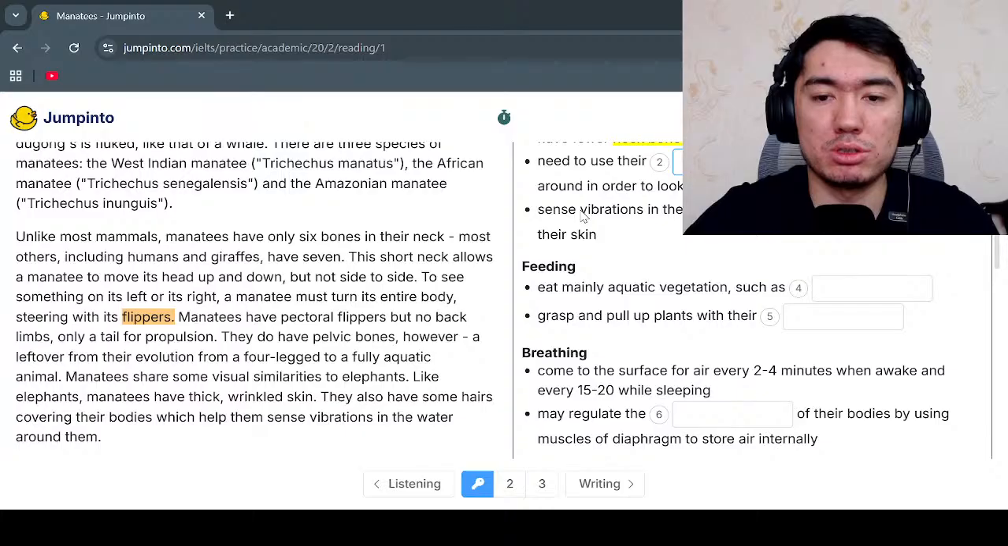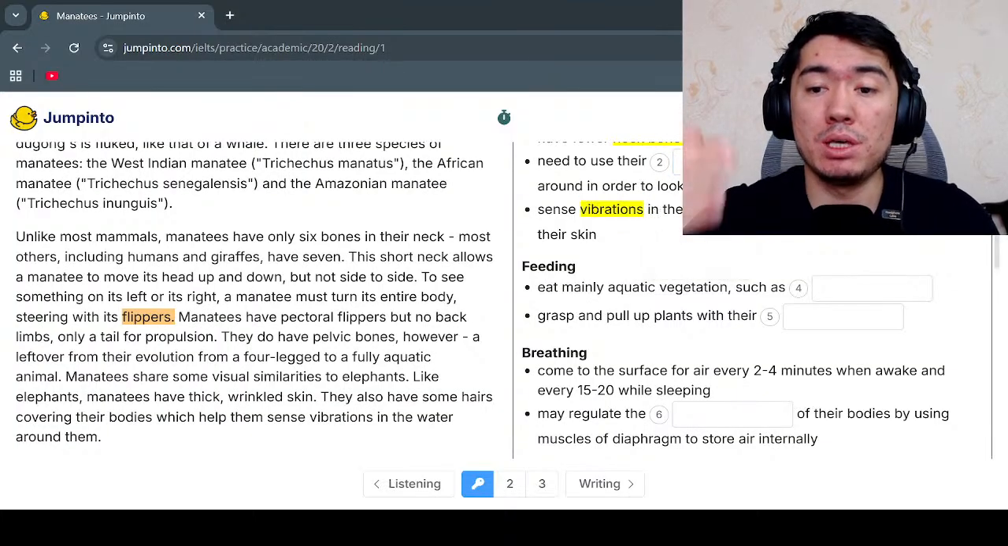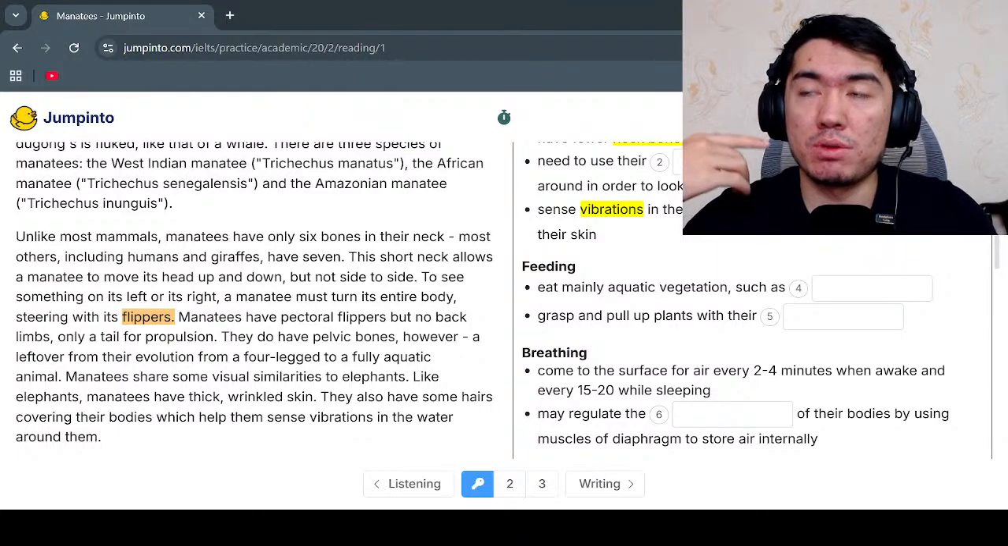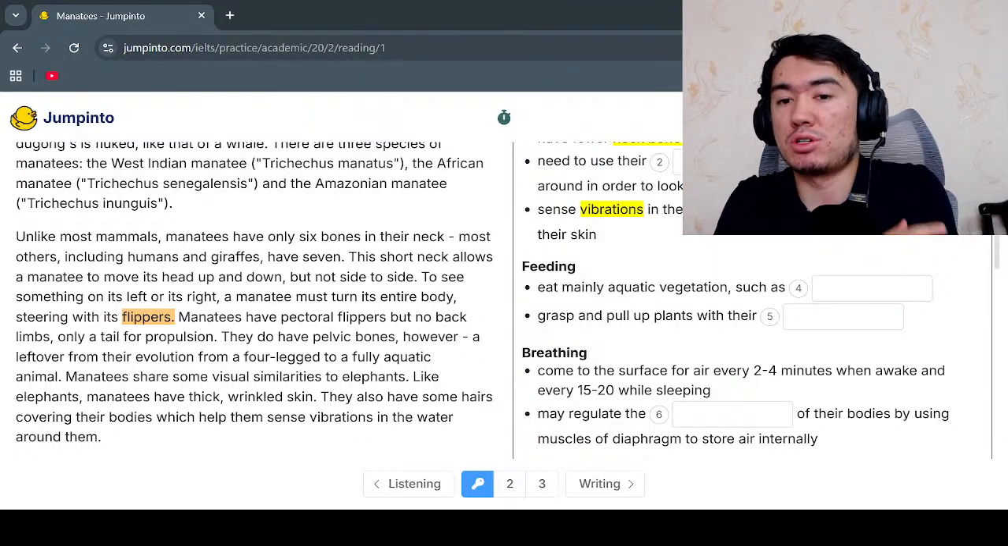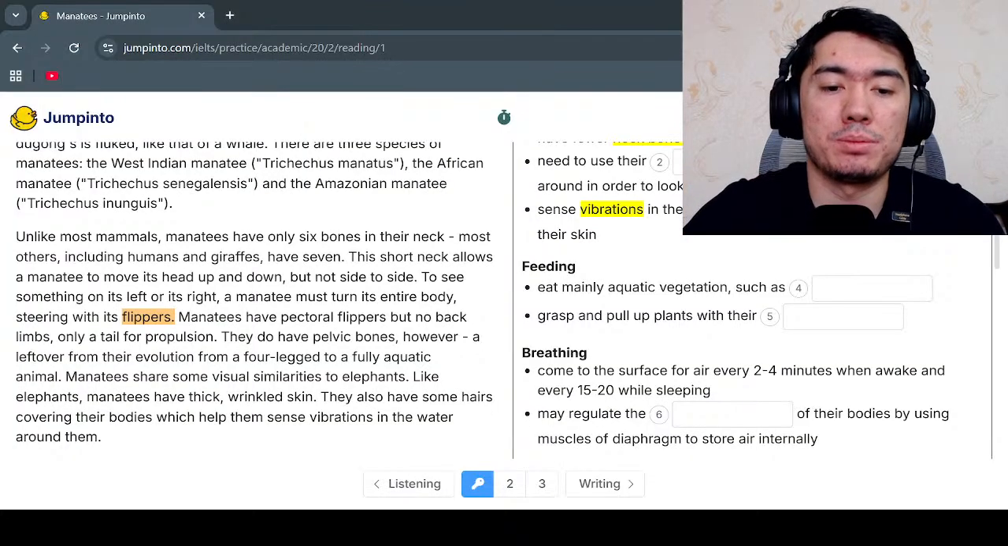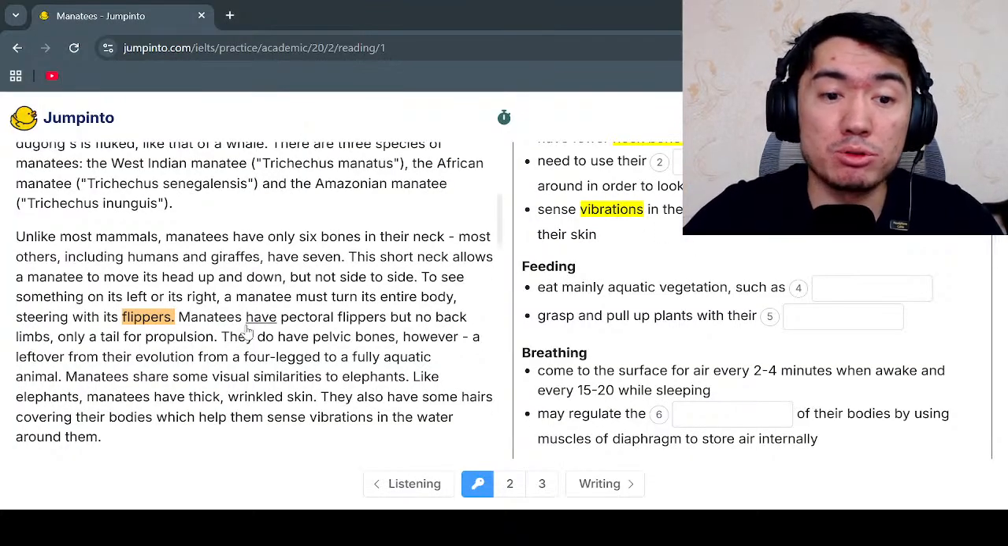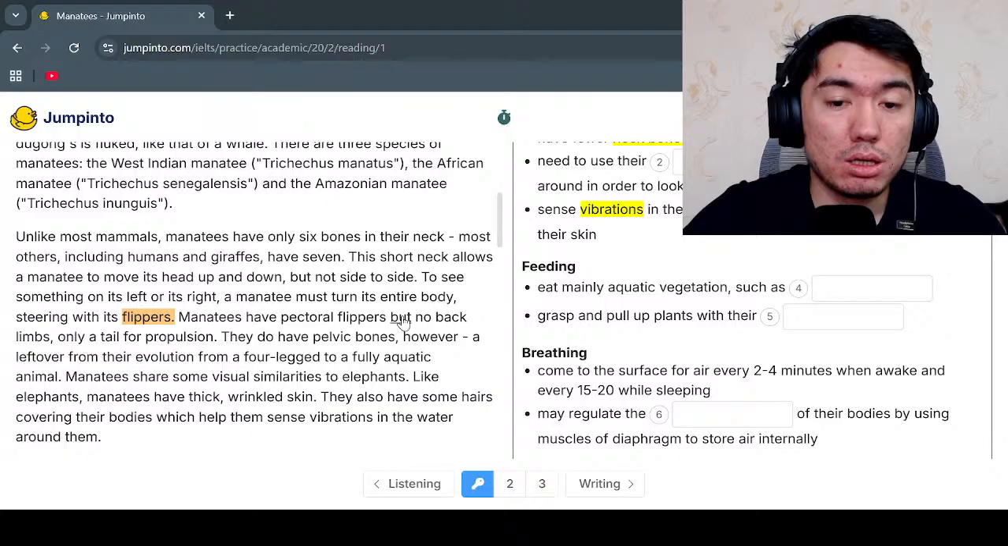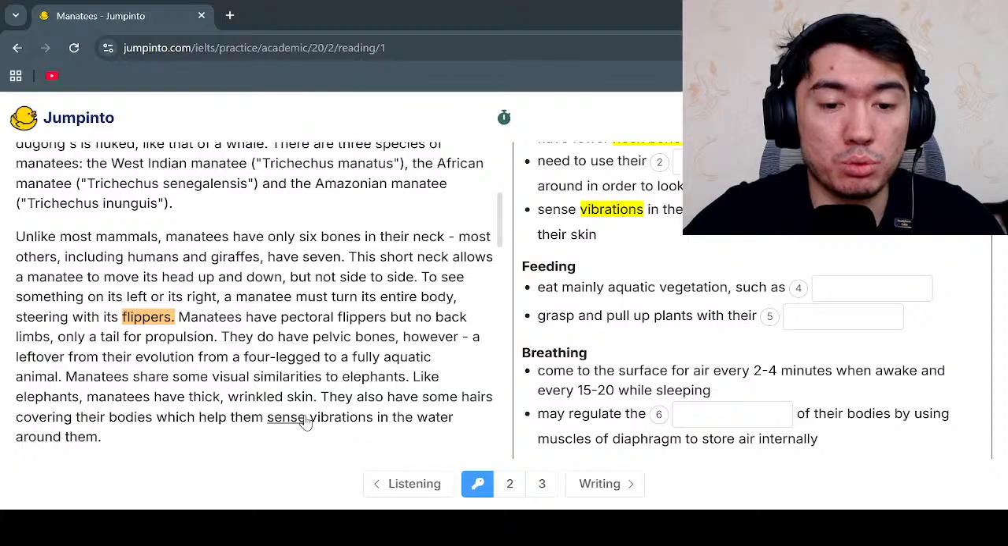Sense vibrations. I don't think vibrations can be paraphrased. In the water by means of something on their skin. So they have some kind of sensors on their skin, which helps them identify vibrations, let's see. Yes, they also have some hair. So I was just looking for the word vibration.